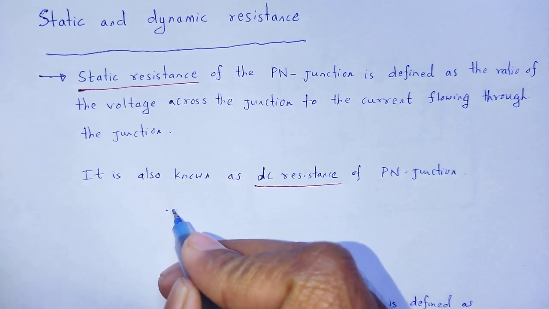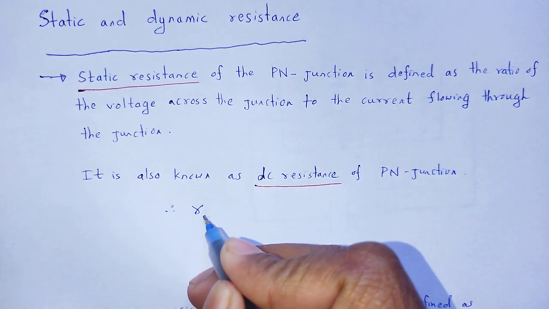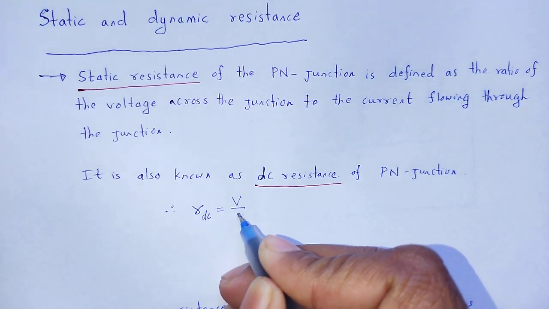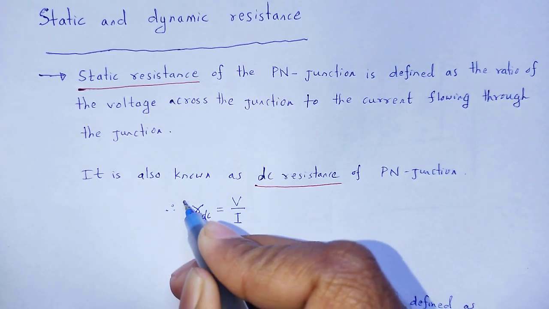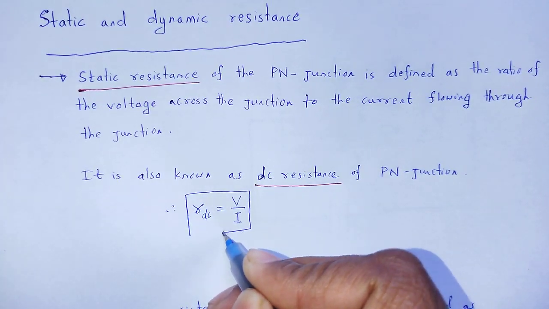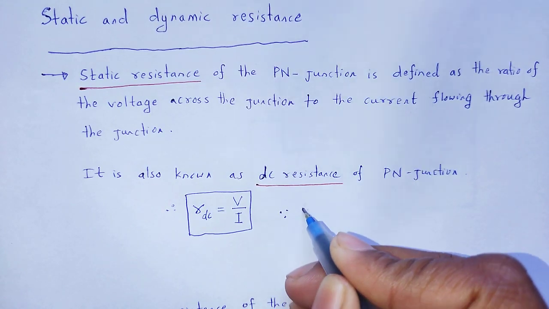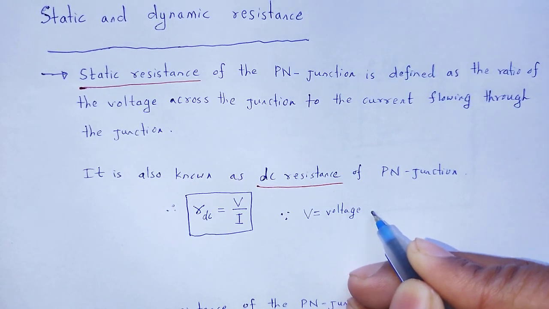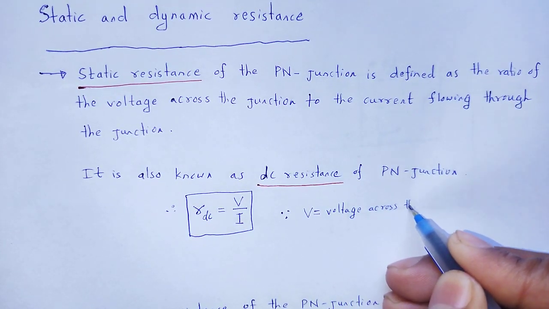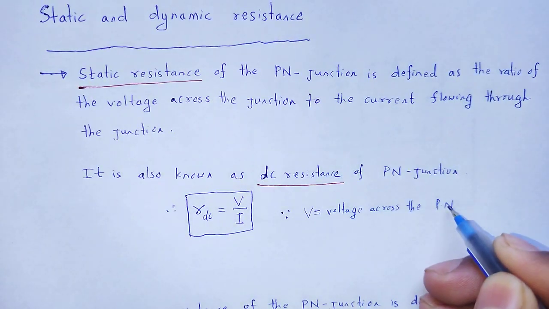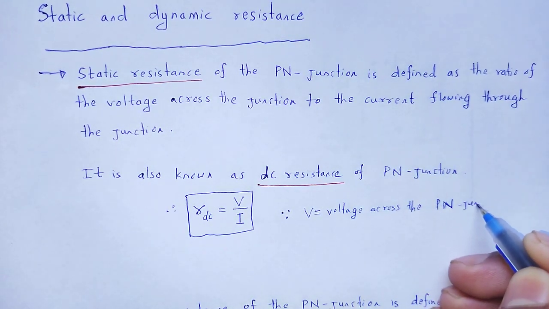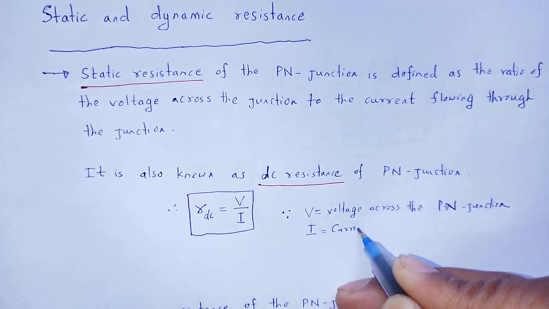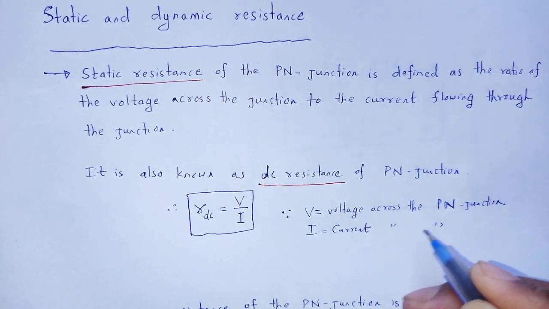Mathematically, we can write R_DC, that is the potential divided by current, R_DC = V/I, where V is the voltage across the p-n junction, and I is the current across the p-n junction.